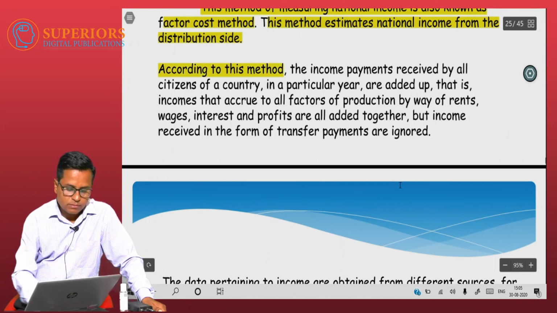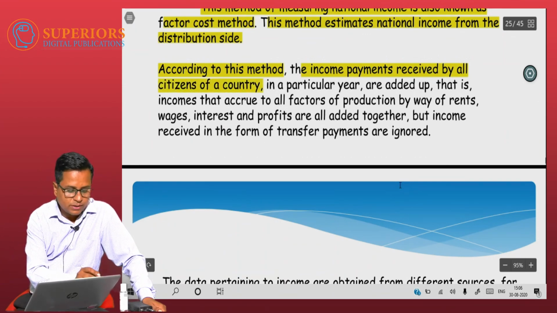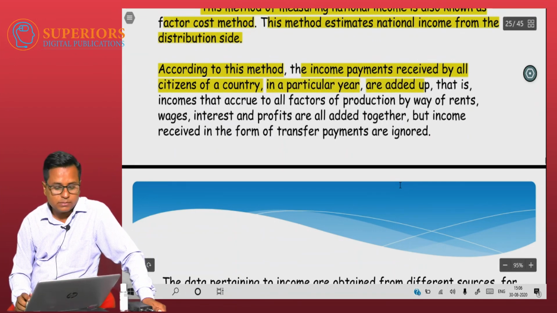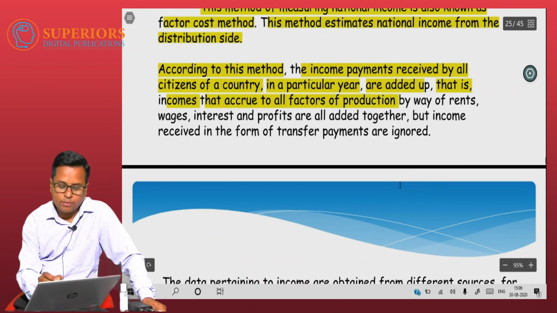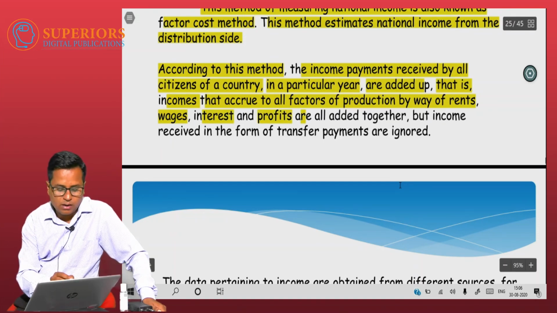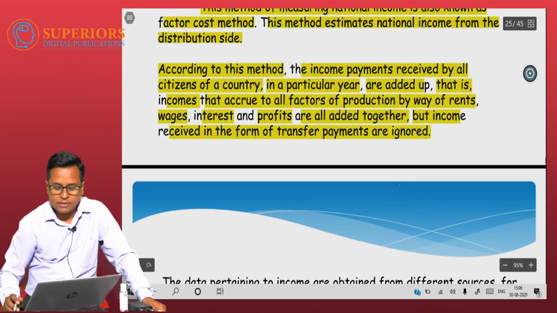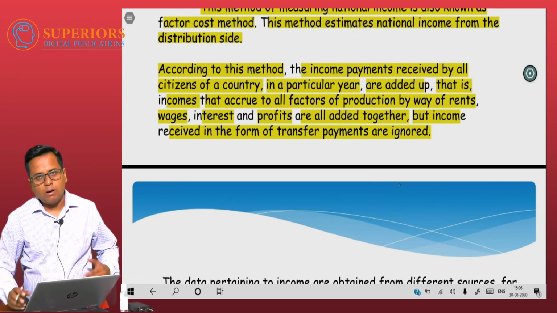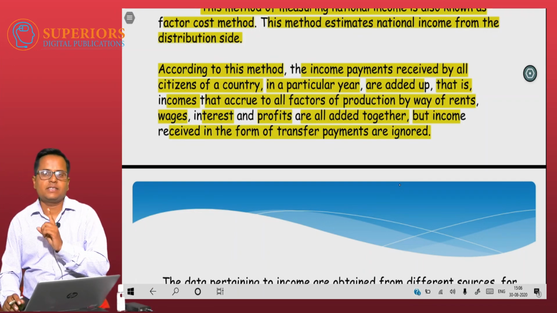According to this method, the income payments received by all citizens of a country in a particular year are added up. That is, incomes that accrue to all factors of production by way of rents, wages, interest and profits are all added together. But income received in the form of transfer payments is ignored. So, all the citizens of a country are getting income in the form of rent, wages, interest and profits.